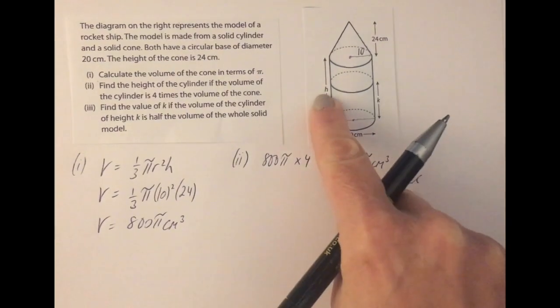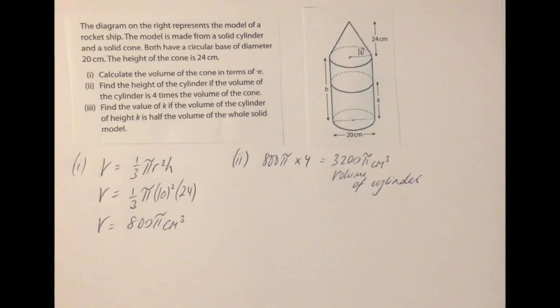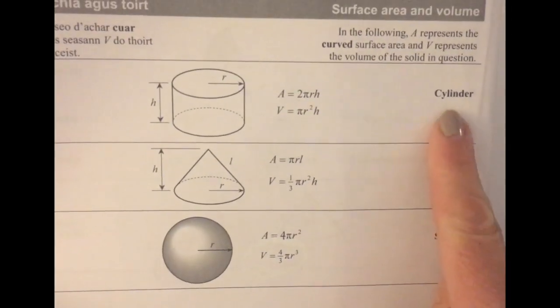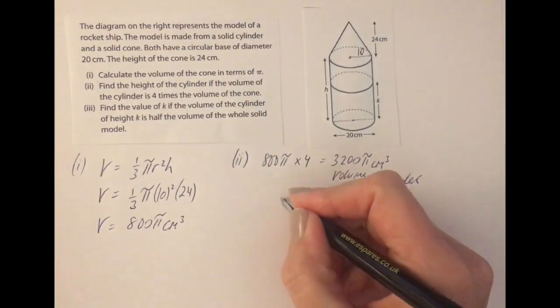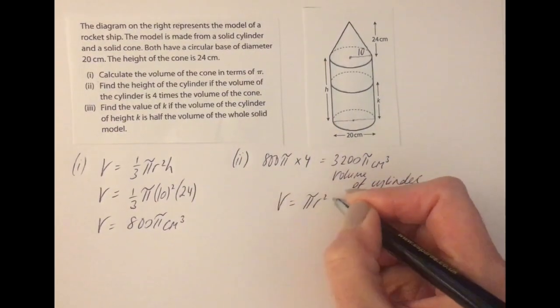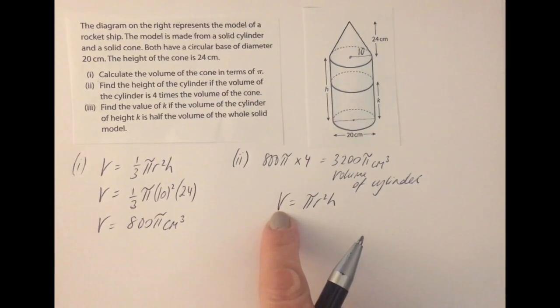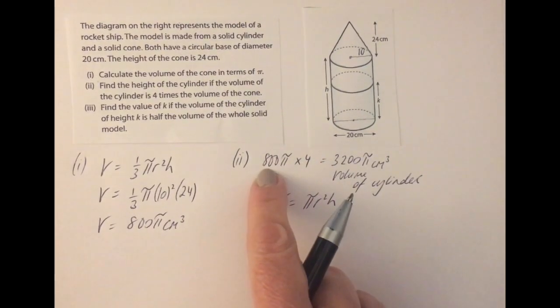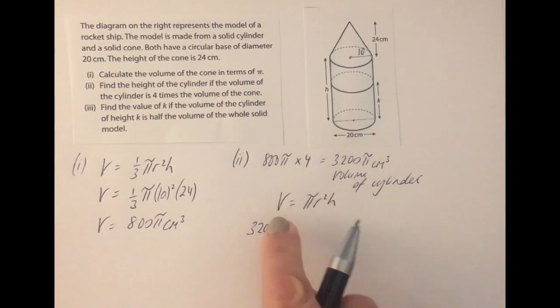So we then need to find the height. Since we're talking about the volume of a cylinder, go to your log tables, of course, go to page 10, go to cylinder, go to volume, V equals pi r squared h, get that written out in full. And let's see what we can fill in. Well, we now know what the volume of the cylinder is because it's 4 times the volume of the cone. So we can fill in 3,200 pi for the V.